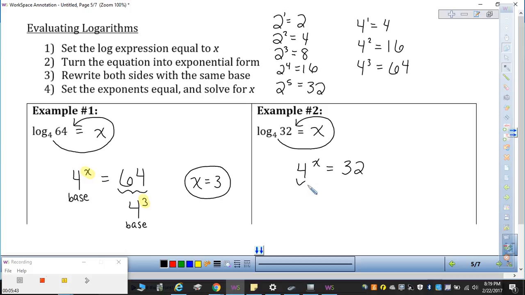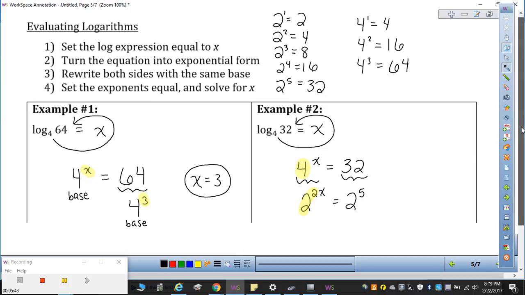So we can rewrite the left side, 4 as 2 squared. The exponent of x is still going to stay on the end, so now we have 2 to the power of 2x. Notice how this part and this part are the same. For the other side, we can write 32 as 2 to the fifth power.